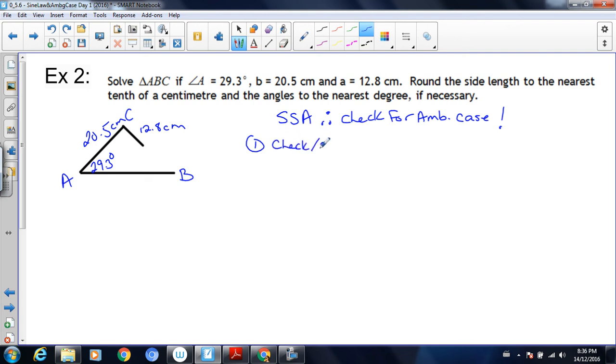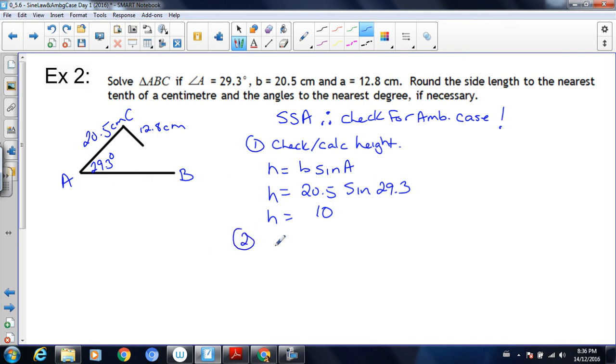Okay, check and calculate the height. When I check and calculate the height, remember height is equal to B sine A. So side B is 20.5 times sine of A, which is 29.3. So my height is equal to 10. Now, I have to compare my sides.